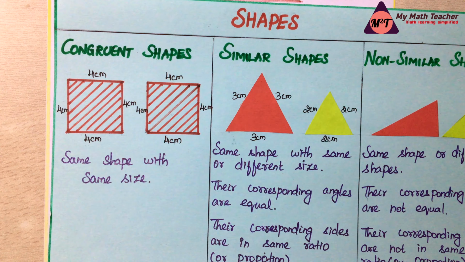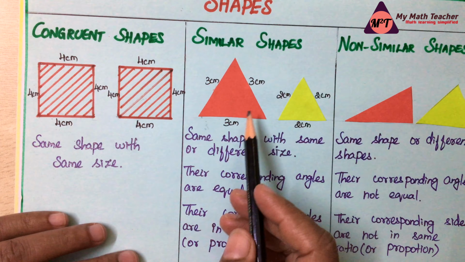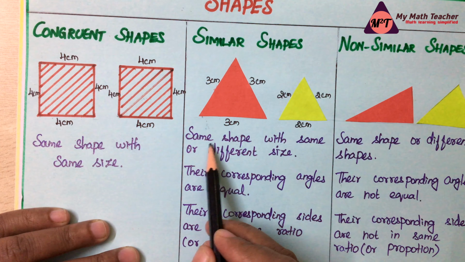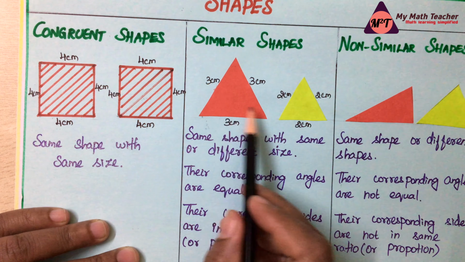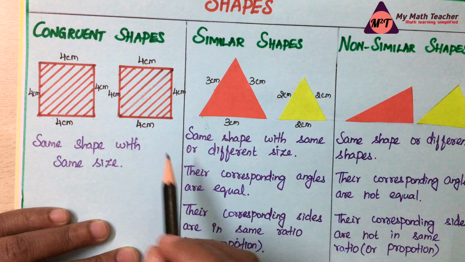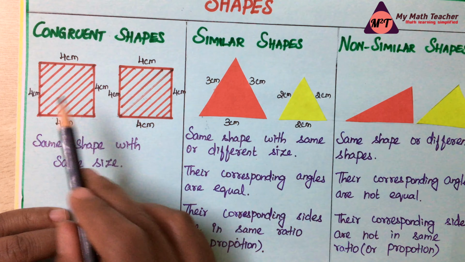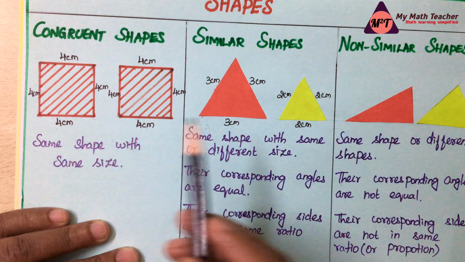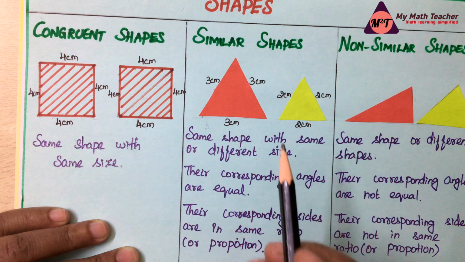Now let us discuss similar shapes. What are similar shapes? Same shape. So always remember it should have the same shape with the same or different size. Here in congruent, you must have the same size, whereas in similar, this is the difference.